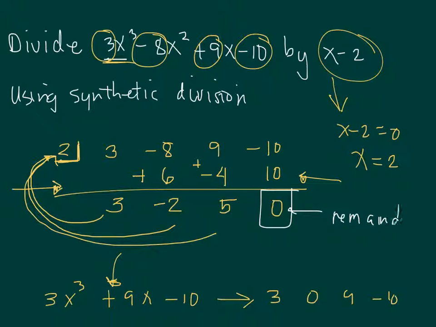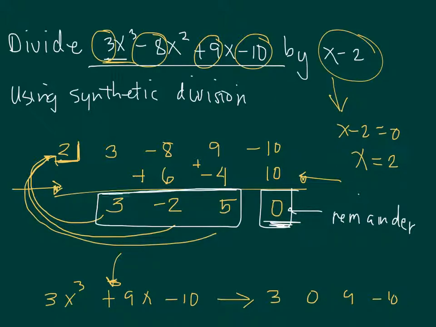So as you can see, the synthetic division is an easier way to find the remainder when you're dividing a polynomial by a binomial. Okay? But where is the answer now? Because we're dividing 3x cubed minus 8x squared plus 9x minus 10 by x minus 2. The answer lies here. Okay?